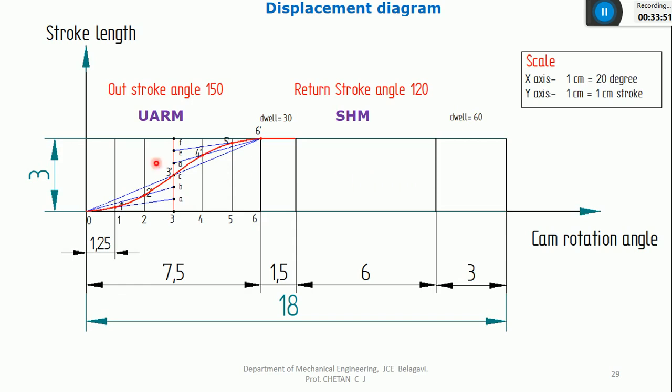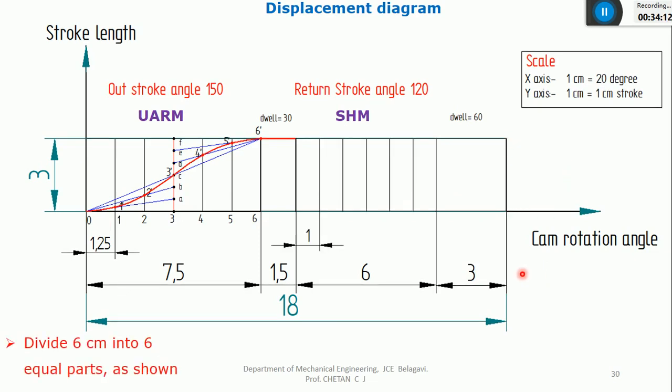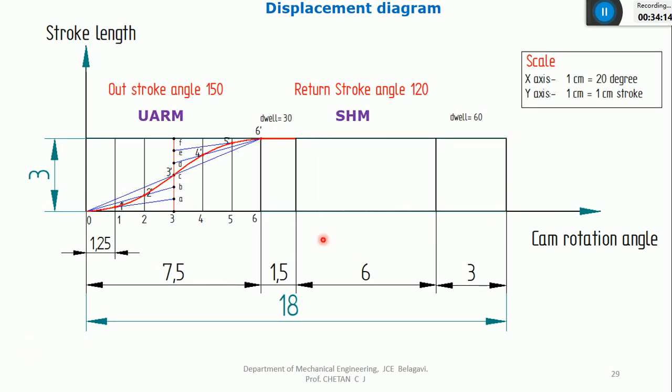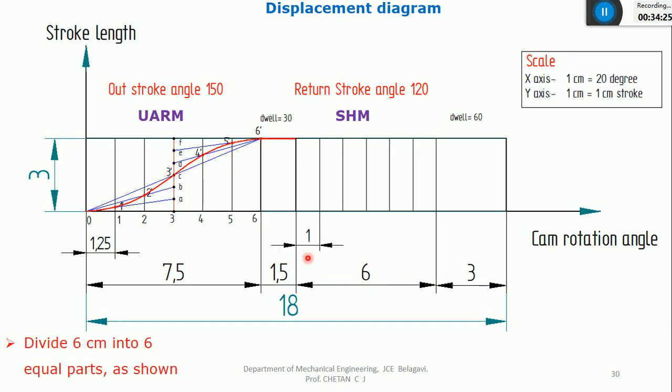So for that, you can start from here also. You can draw the semicircle here also, and you can divide that semicircle into 6 equal parts, and you can draw the horizontal lines. But that will disturb this outstroke displacement diagram. So that's why, to avoid that confusion, I'll draw a semicircle here. Okay. Before drawing the semicircle, I'll divide this return stroke into 6 equal parts, which is nothing but a 6 centimeter length, 1 centimeter each. Correct, 1 centimeter each.